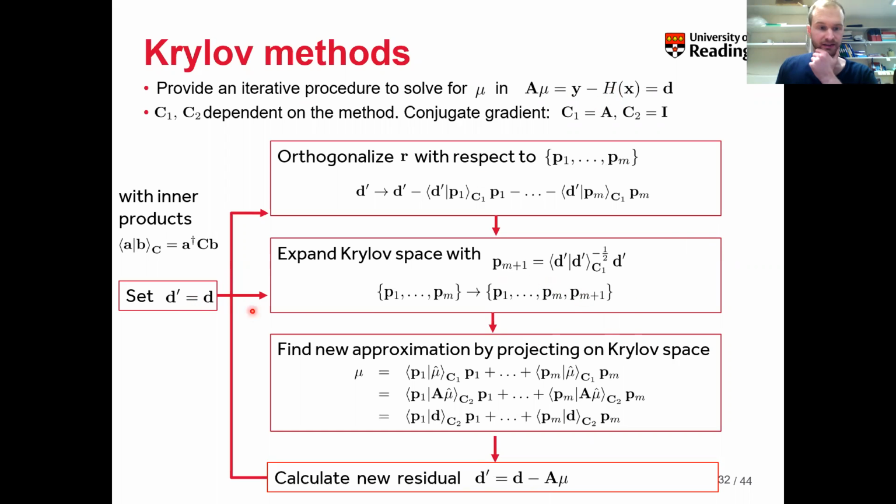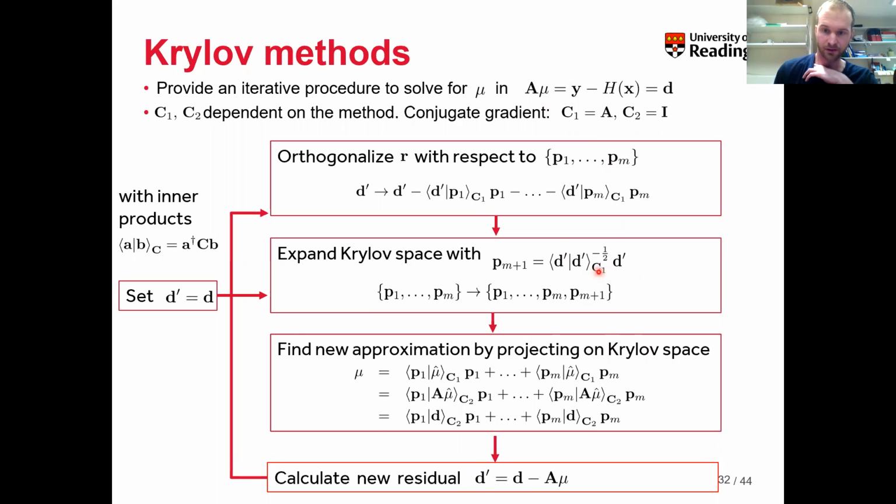Now you normalize that residual, though you don't use your Euclidean norm to carry out the normalization. Instead, you use this inner product that's based on some matrix C1. What the matrix C1 is depends on the Krylov method you're using and what kind of preconditioning you're using. But for unpreconditioned conjugate gradient, C1 would be equal to the matrix A that appears in your system of linear equations.